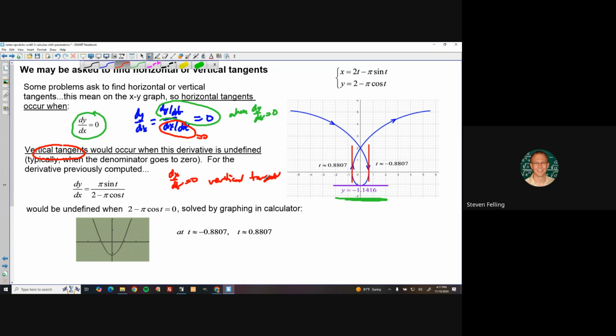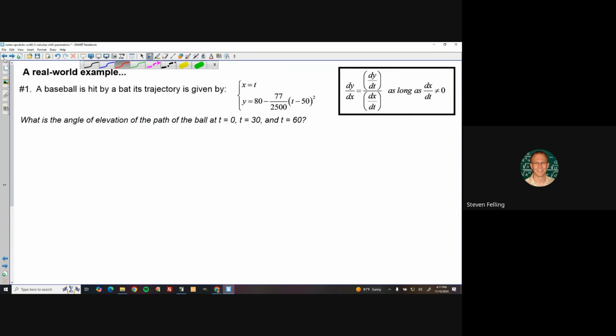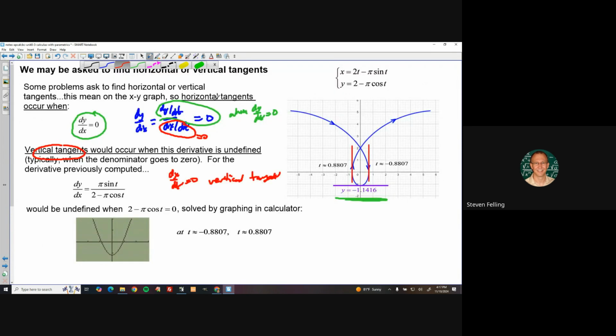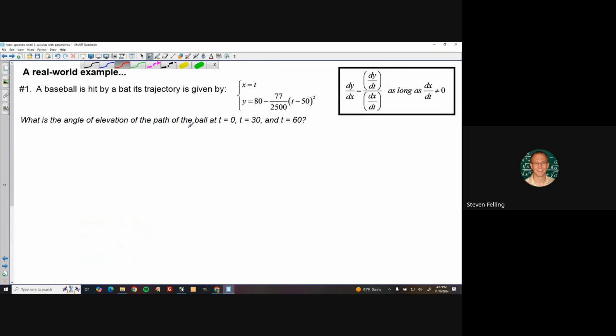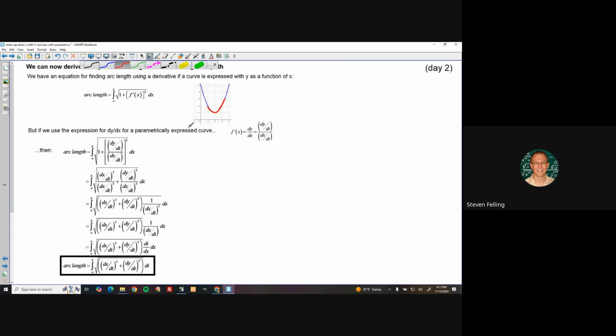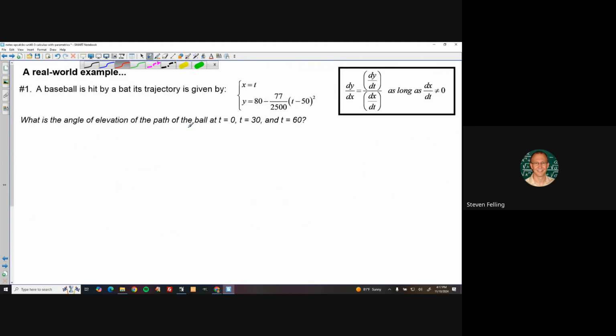All right, so you're looking for when the whole slope would be undefined, which is when the denominator is 0. So the thing to remember is that horizontal tangents happen when the numerator is 0, and vertical tangents happen when the denominator is 0. Okay, then there is one more example here. I think hopefully this is the last one because this video is already pretty long.